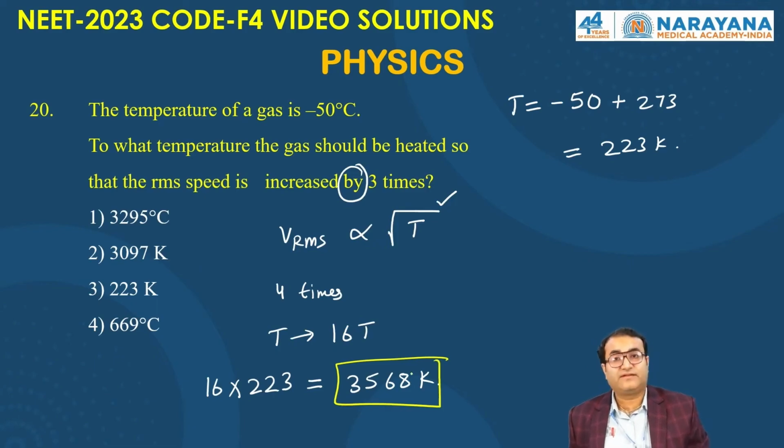As we can see the options, they are in degree Celsius, not Kelvin, so it is not matching. 3568 minus 273 we have to do. It will convert to 3295 degrees Celsius. So 3295 degrees Celsius is the answer.